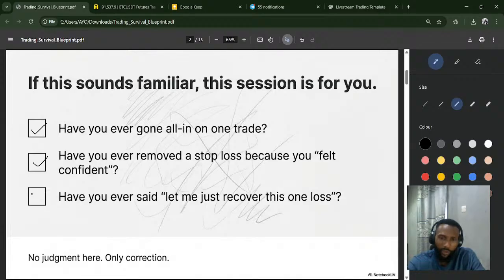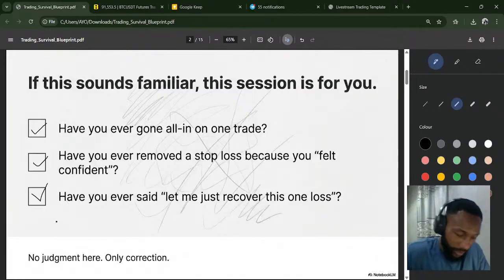Have you ever said, let me just recover this one loss? This is another thing: revenge trading. You made a loss and you want to enter back into the market and try to recover that loss. The market will mess you up big time. I'm also guilty of this. I did this a while back. It was crazy. I did it when I had just started, and sometimes it might work in your favor, but 70% of the time it won't.